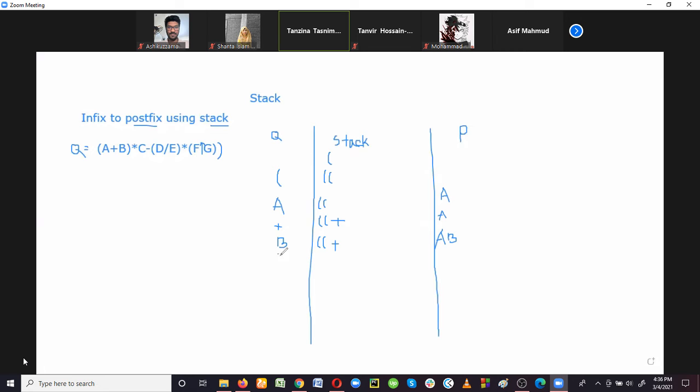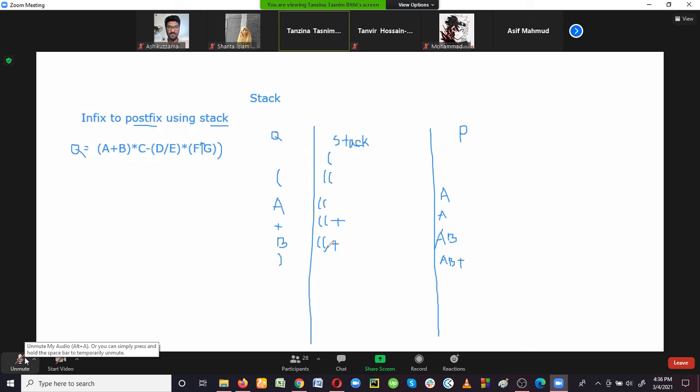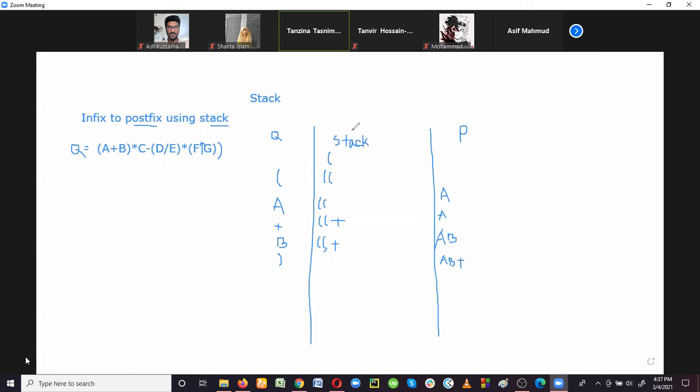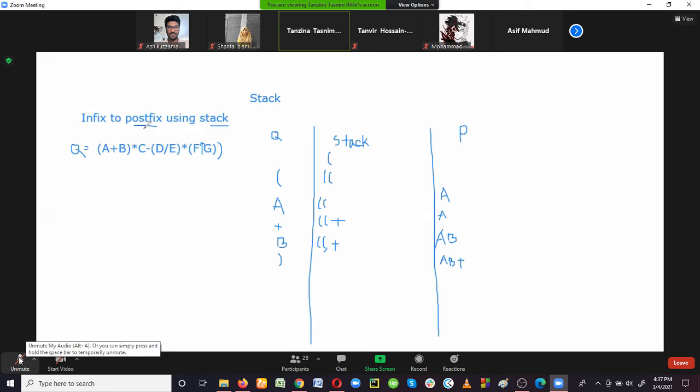Now, in our next scanning process, what will we find? We'll get a right parenthesis. Right parenthesis means delete or pop all the elements, that is operators, from the stack and add them to the expression. We can see that there is an operator plus, and that is the topmost element of the stack, so we can add it to the postfix expression. After popping the elements from the stack, if we get a left parenthesis, at that time we have to stop this deletion operation, then just remove that left parenthesis from the stack. Now we can continue our scanning process.